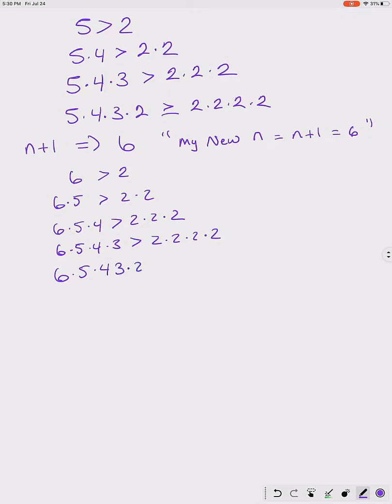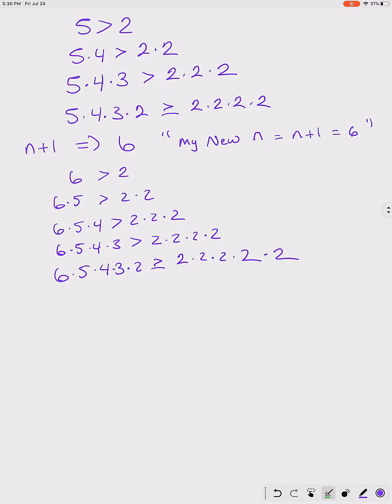6 times 5 times 4 times 3 times 2 has to be bigger than or equal to 2 times 2 times 2 times 2 times 2. Do I have enough? 1, 2, 3, 4, 5. 1, 2, 3, 4 times 2 and 5. Okay? And once again, that's true because 6 is bigger than 2, and 5 is bigger than 2, and 4 is bigger than 2, and 3 is bigger than 2, but 2 is equal to 2, so I snuck this equality in there, so bigger than or equal to. Okay, so that's the idea.